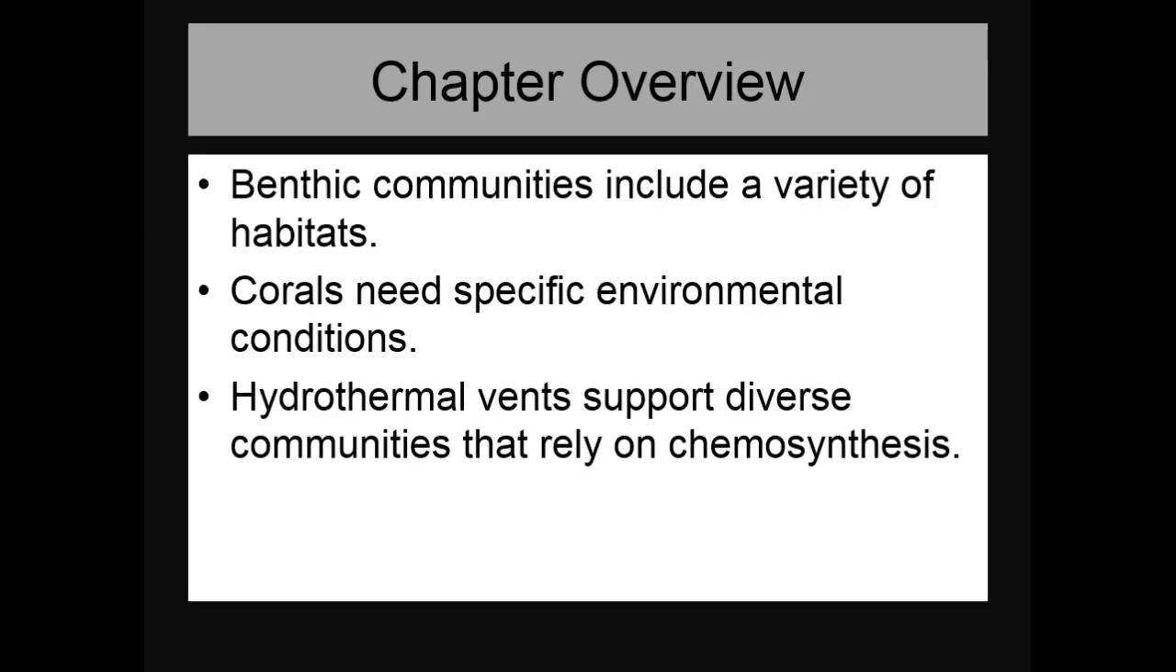The main points of this chapter are benthic communities include a variety of habitats. Corals are a specific focus for this chapter. They need very special environmental conditions. And then finally, hydrothermal vents support diverse communities that rely on chemosynthesis. So you have the full range from photosynthesizers in the shallows to the chemosynthesizers in the depths.